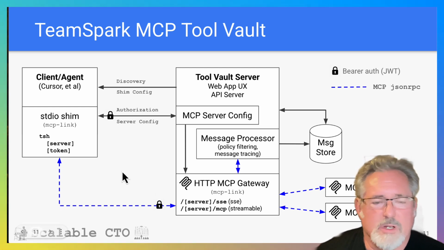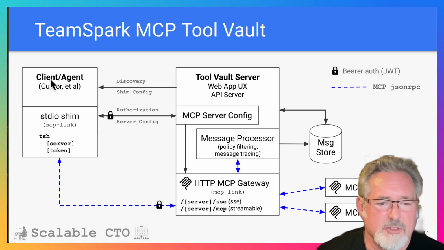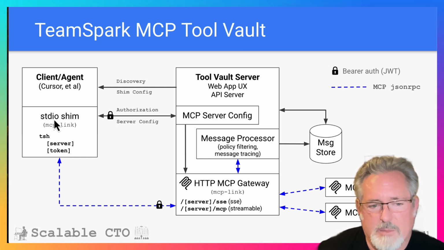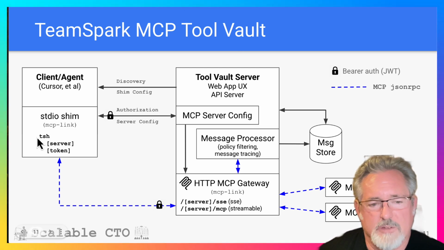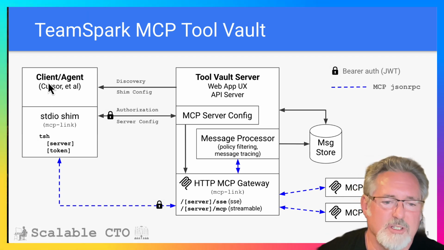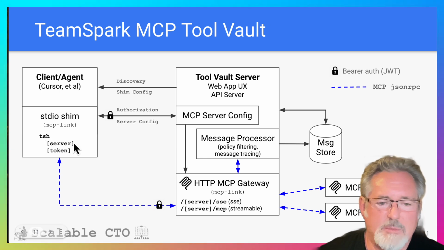And the way it actually works is that the client, so this could be something like Cursor or anything that talks to MCP, is going to run a standard I/O shim based on MCP Link. So this is a little shim, a couple hundred lines of code that's wrapped around the MCP Link open source library. And it exposes itself as an executable called TSH, for Tool Vault shim. So your Cursor client is just going to run TSH and then the name of the server it wants access to.